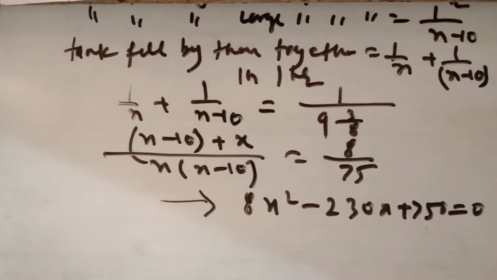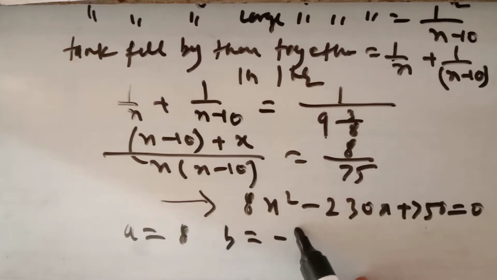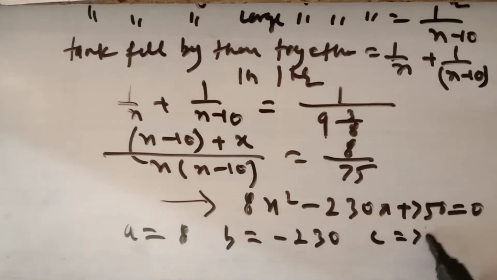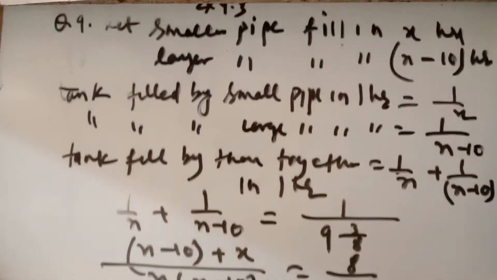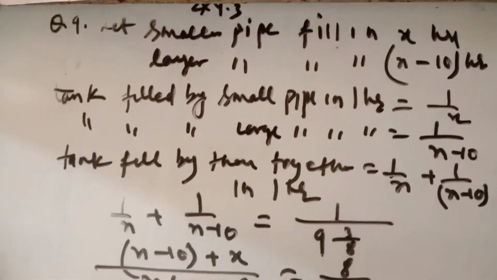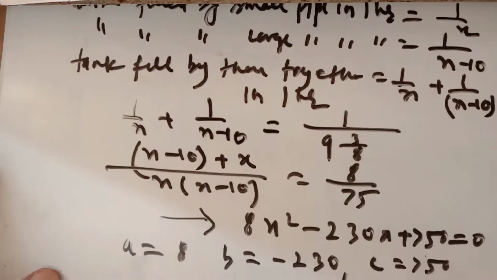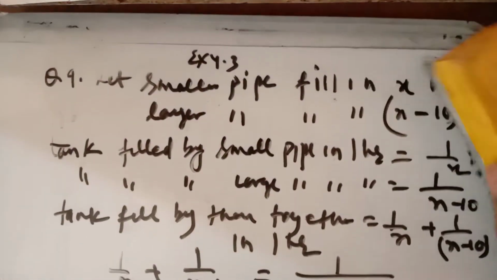Now because it is a large quadratic equation, I'm unable to factorize it easily by splitting the middle term. So I will do it by the quadratic formula, where a is equal to 8, b is equal to minus 230 and c is equal to 750. So I'll solve it. The discriminant will be b square minus 4ac.